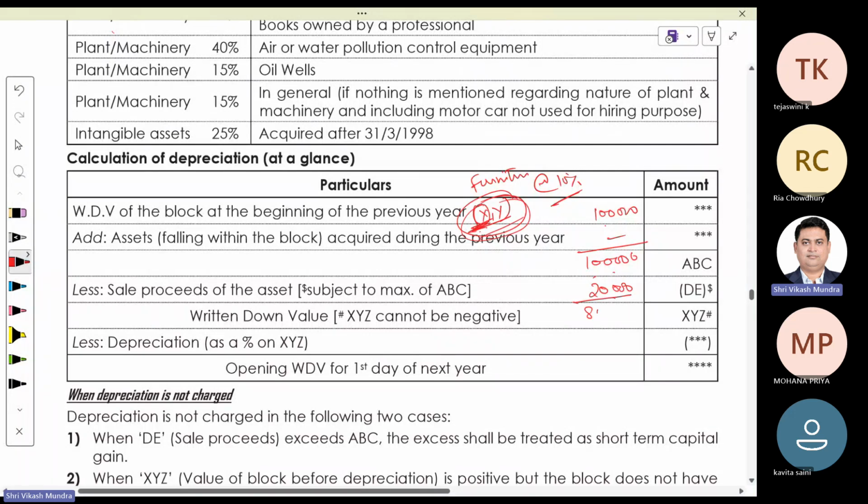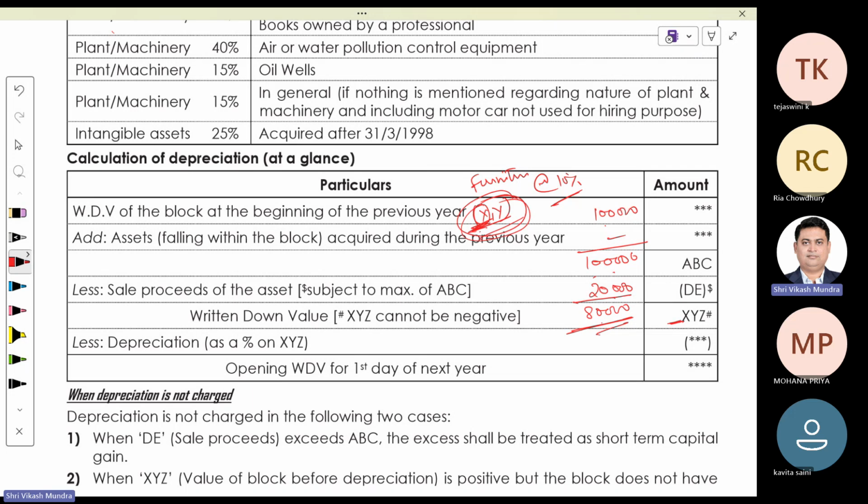So there is 80,000. We have a positive value, but we do not have any asset in the block. Do you think we have any asset in the block? Both X and Y were sold by us for rupees 20,000. So the block consists of rupees 80,000, but that block does not have any asset.